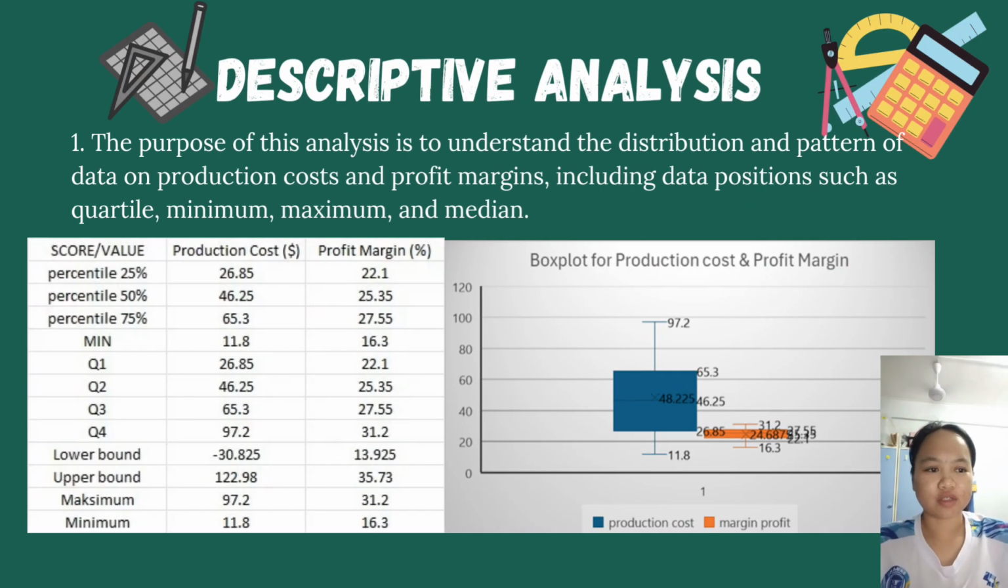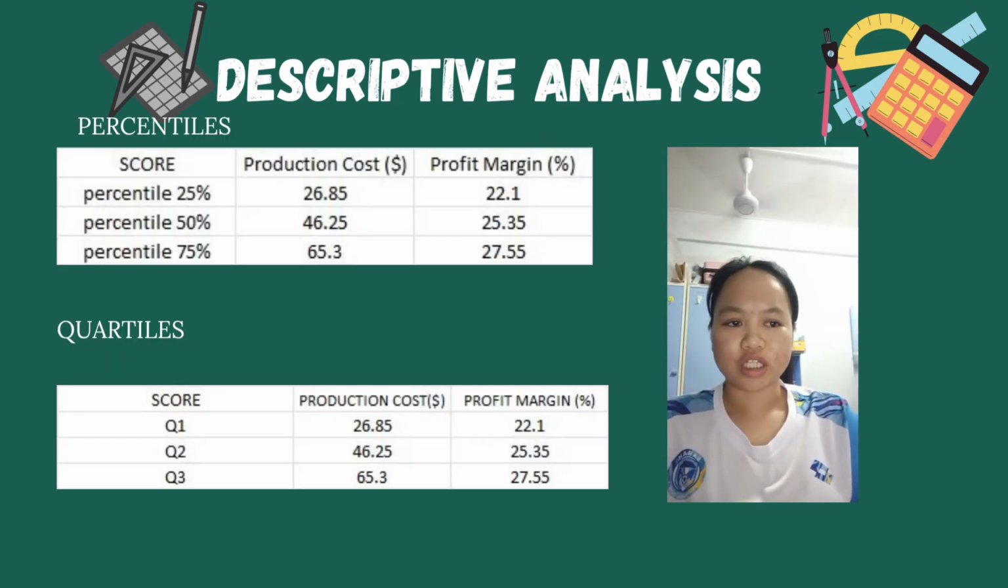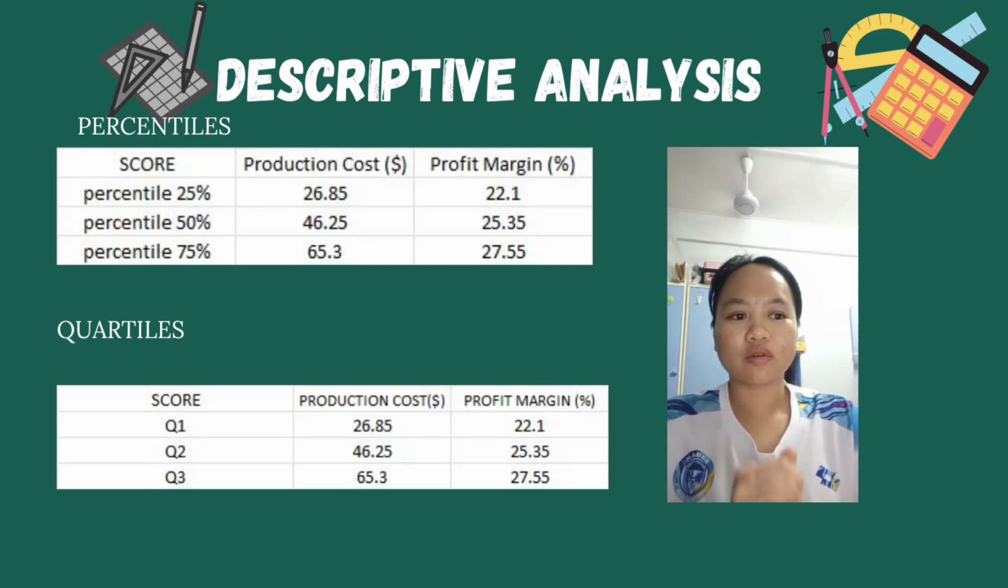On the question, I have searched for percentile, quartile, median, maximum, and minimum value. The purpose of this analysis is to understand the distribution and pattern of data on production cost and profit margin, including data position such as quartile, minimum, maximum, and median. For the percentile calculation, I have used Excel for the 25%, 50%, 75% percentile calculation. You can look at the diagram about each percentile. I chose to find the percentile value of the production cost and profit margin, and also the formula I used.